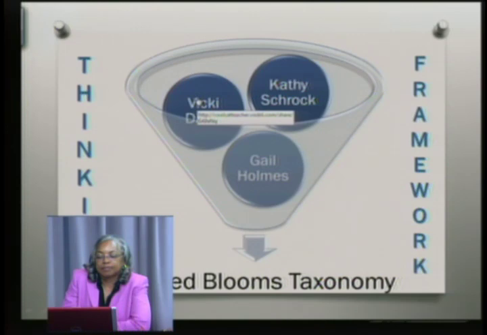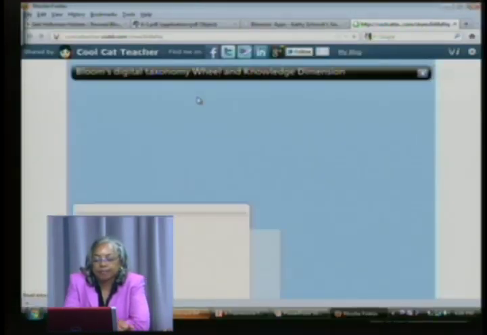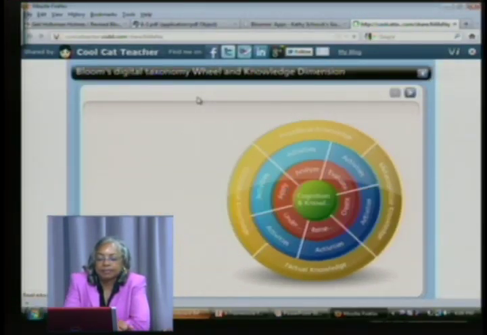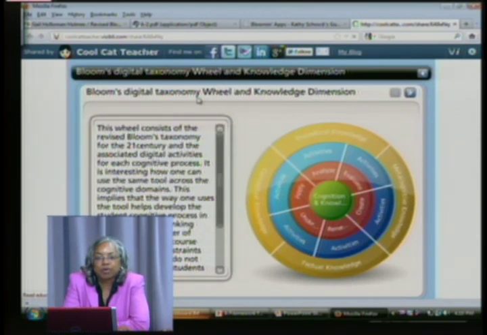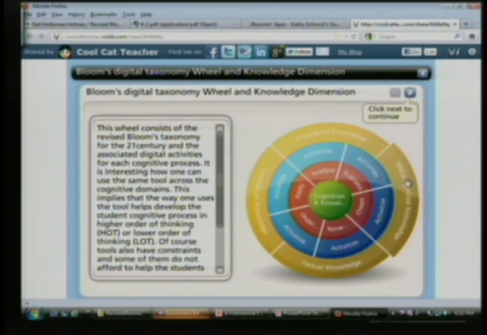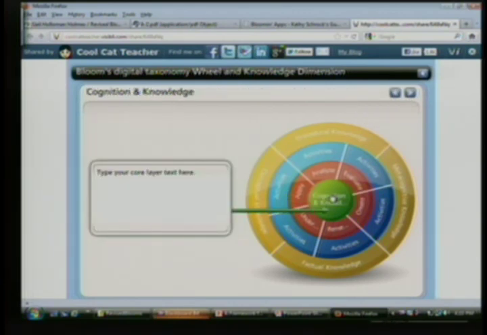Vicki Davis went a step further. And I think you will enjoy this one more so than what Kathy Schrock has done. Vicki Davis says that it's important for you to start with your standard. So if you click on that green section, you're typing your cortex. This is your standard. You're going to look at what essential question am I focusing on here? You're starting with the end in mind.